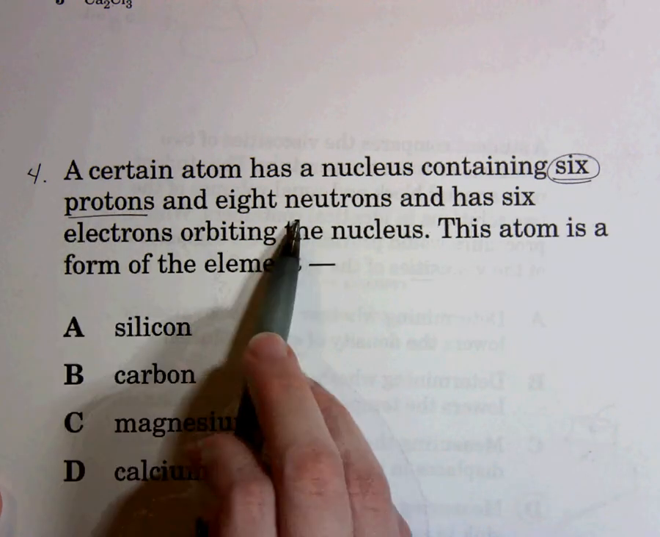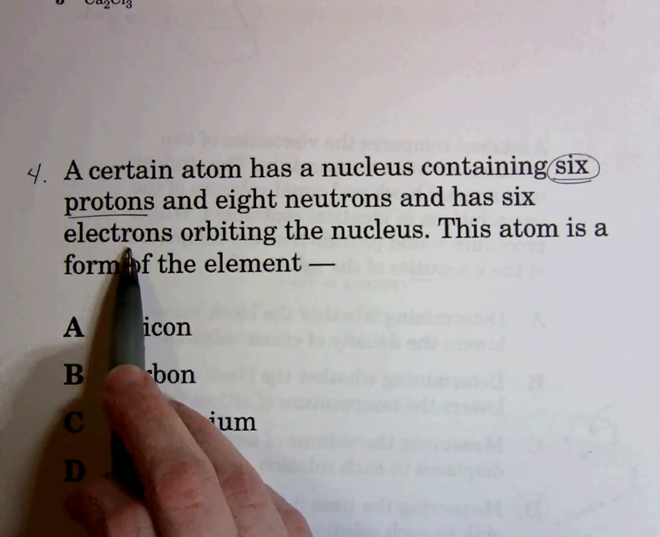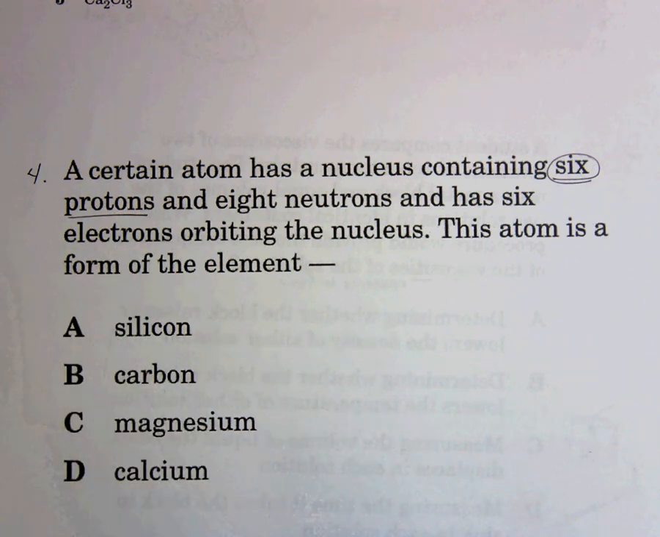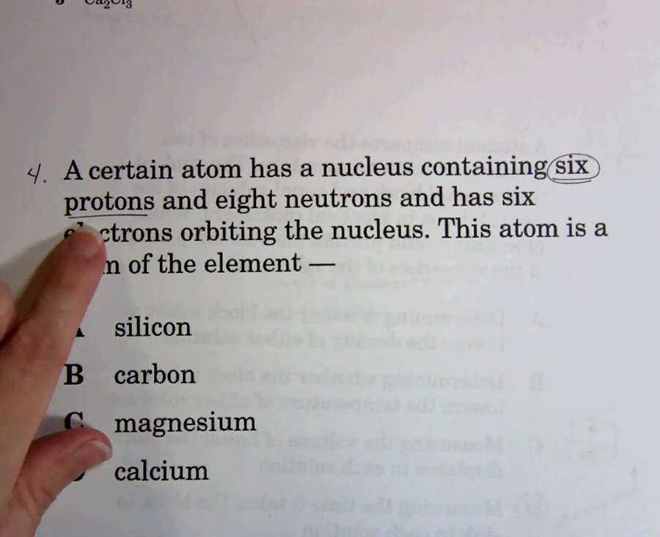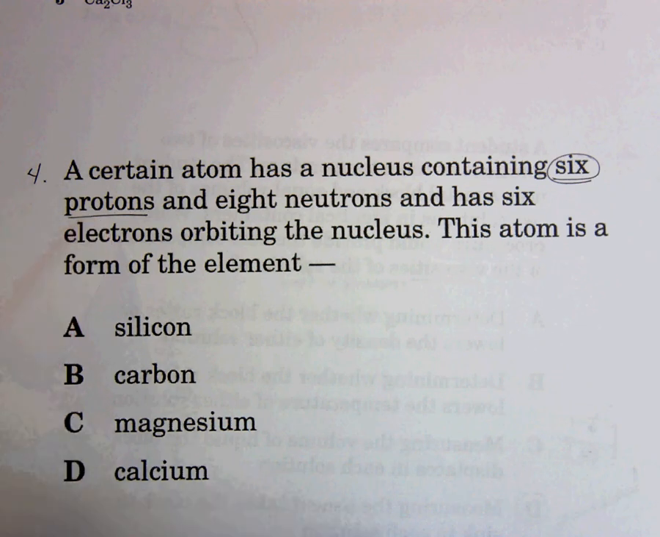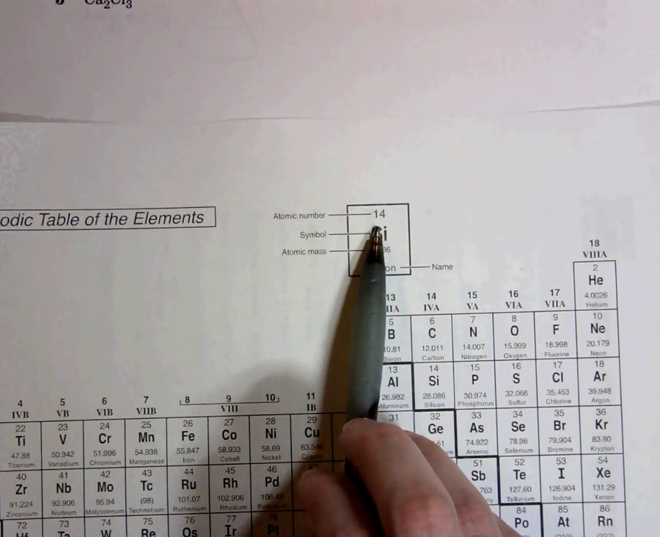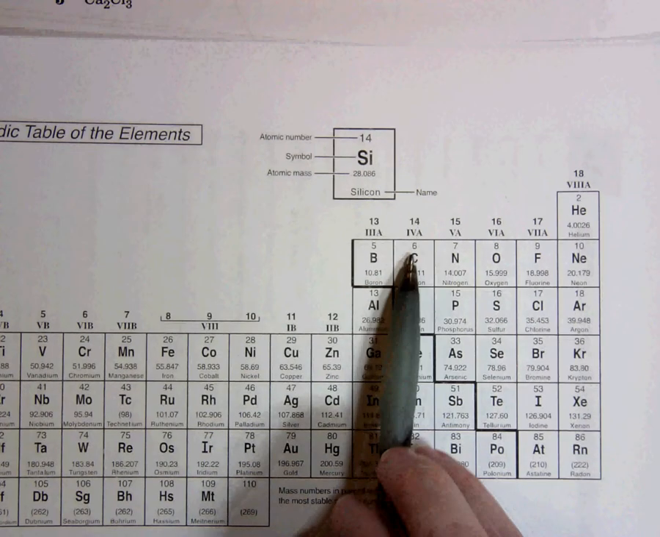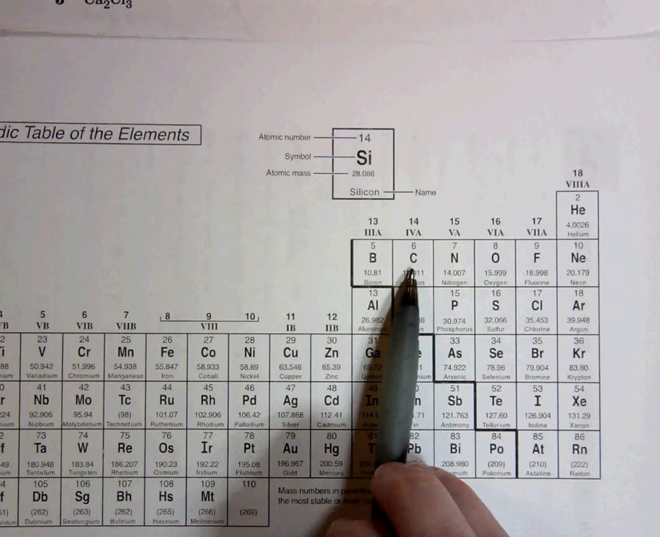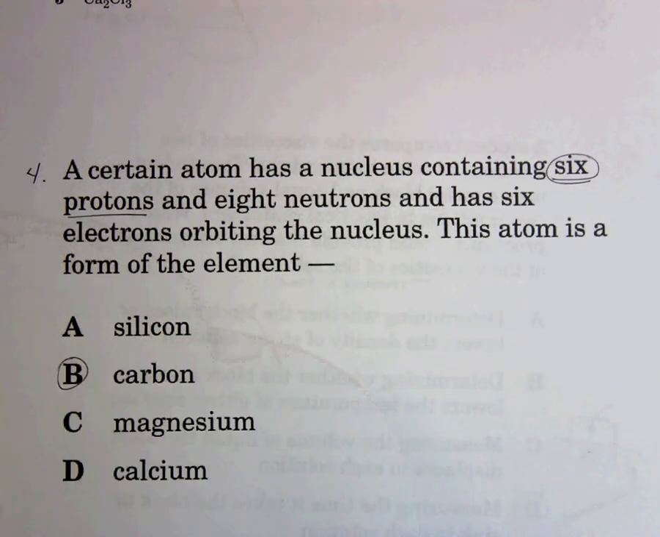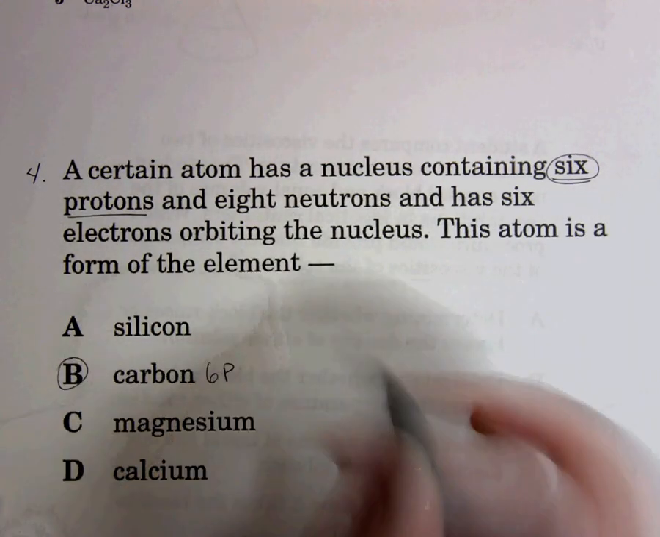The neutrons and electrons can change in an atom, so we don't necessarily know what atom it is based on the neutrons or the electrons. So I want to know the protons. No matter what, the number of protons will always be the same as the atom's atomic number. So if I look right here at 6 protons, I know that's going to be an atom of carbon. So I come here to my answer choices, and it's B because it has 6 protons.